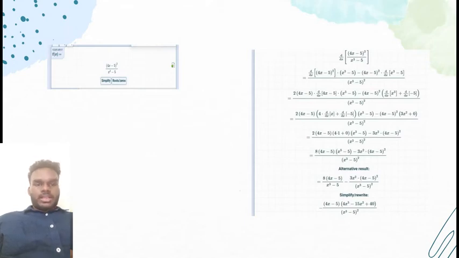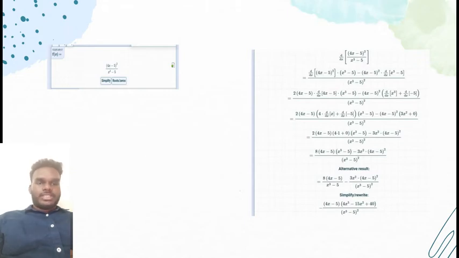So we will get the answer. The alternative result is 8(4x minus 5) over (x power of 3 minus 5) minus 3x power of 2 times 4(4x minus 5) power of 2 over (x power of 3 minus 5) power of 2. So we can simplify the answer. It can be the alternate result and simplified.